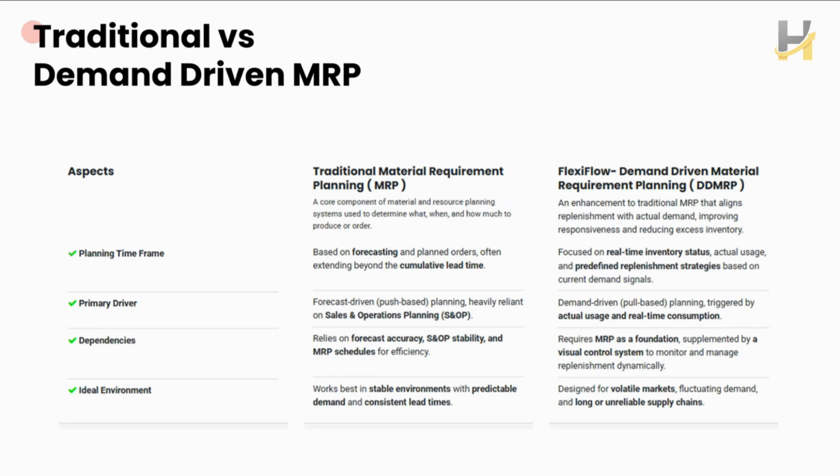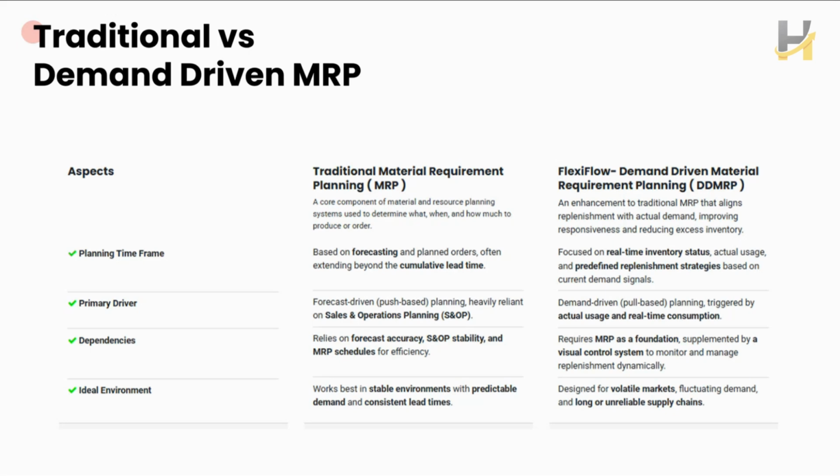So what's the difference then between the traditional MRP and the demand-driven MRP? We'll consider the differences based upon 4 aspects: the planning time frame, the primary driver, the dependencies, and the ideal environment. Now, ideal environment is one of the easiest to identify. A traditional MRP will work extremely well when there is a predictable demand and consistent lead times, which is completely unlike the current VUCA world, where it's a volatile market with unreliable supply chains and changing customer tolerances, which are becoming very, very low. So there has to be a balance between the 2 of them.